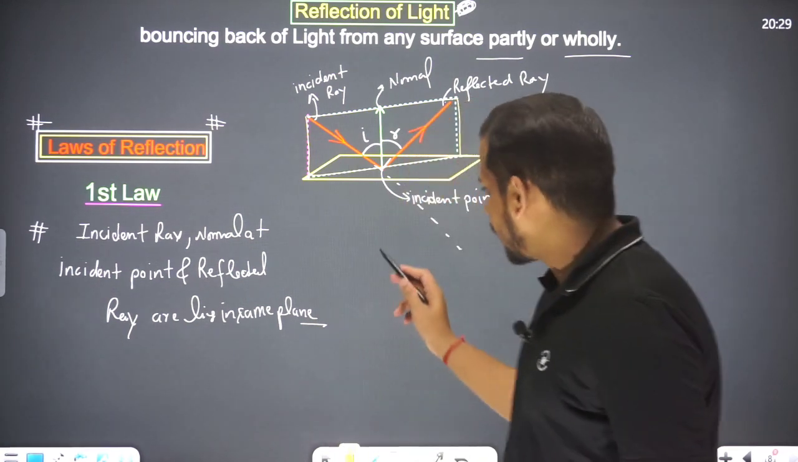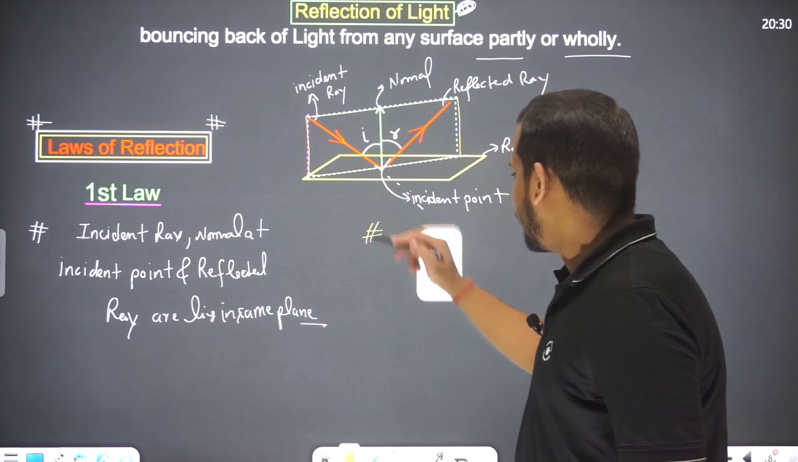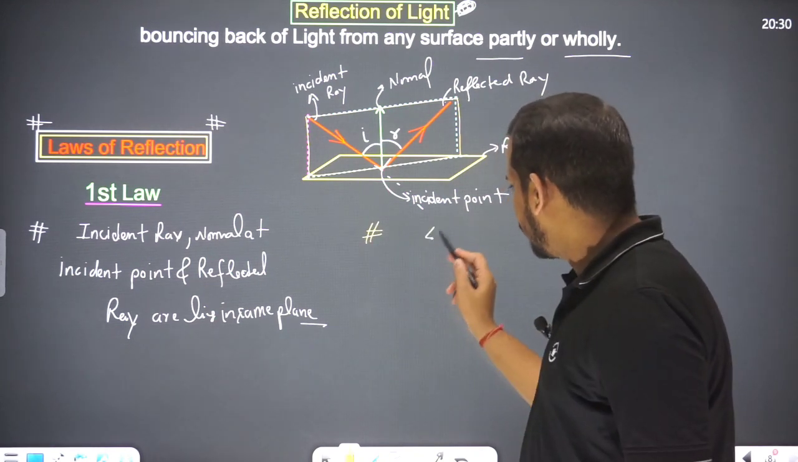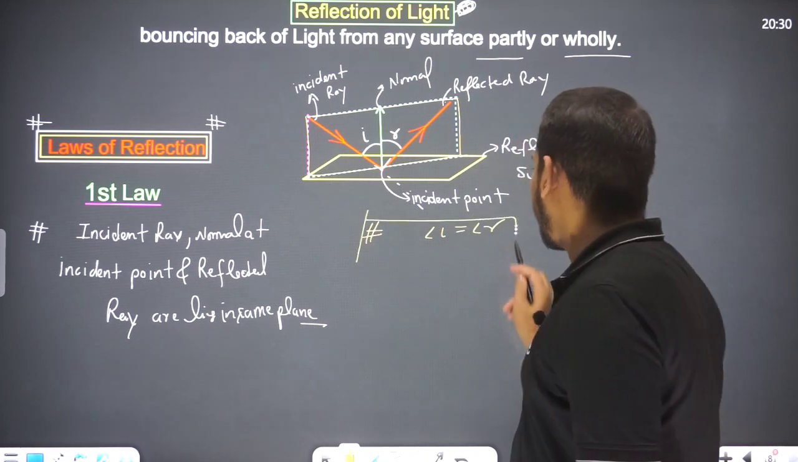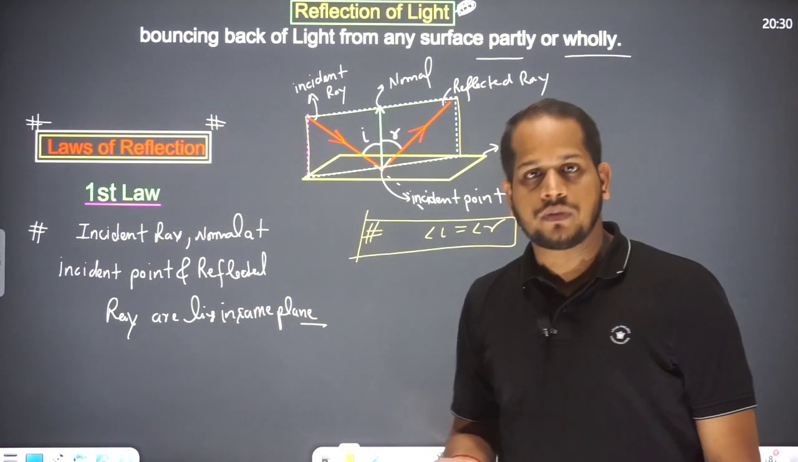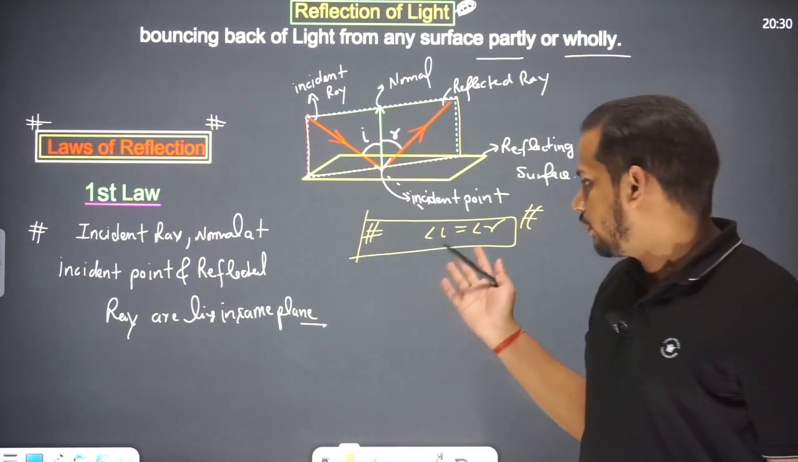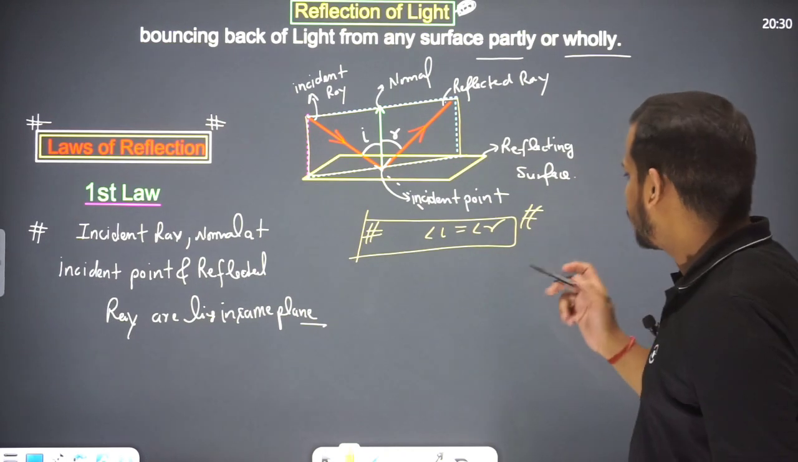Now let's see what the second law of reflection is. The second law of reflection is, we can say angle I is equal to angle R. And this is valid everywhere. Like you know, there are types of reflection called regular reflection and irregular reflection. So it's valid for all. Angle I is equal to angle R, right? Now let's come to the next thing.